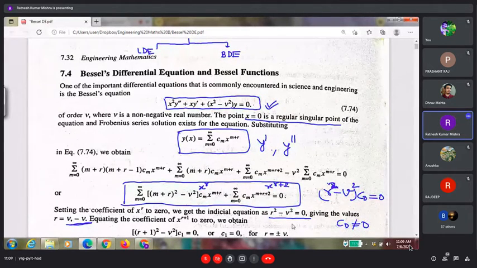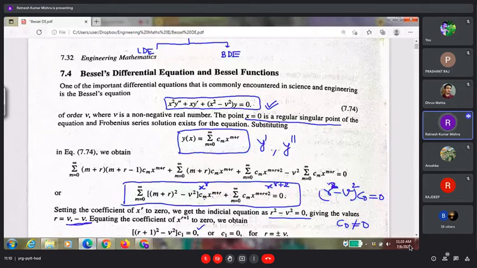Okay. Now this is the minimum degree term x to the power r. So what is the next minimum degree? Substitute m equal to 1. So ((1 plus r) whole square minus v square) c1 x to the power 1 plus r. And here substitute m equal to 0, so x to the power r plus 2. Between r plus 1 and r plus 2, the minimum term is r plus 1. So equate the coefficient of x to the power r plus 1 to 0. So ((1 plus r) whole square minus v square) into c1 equal to 0.